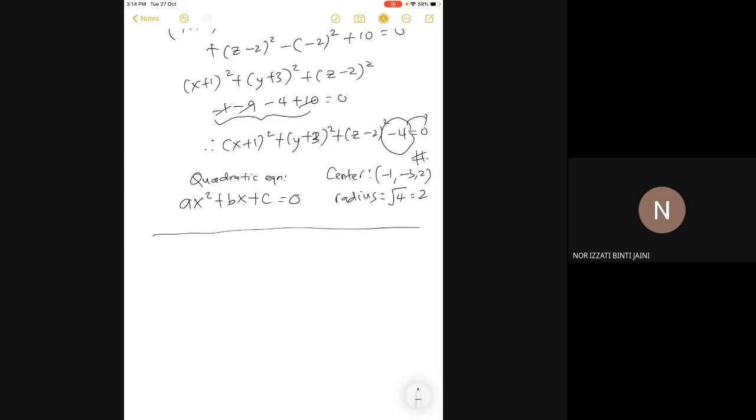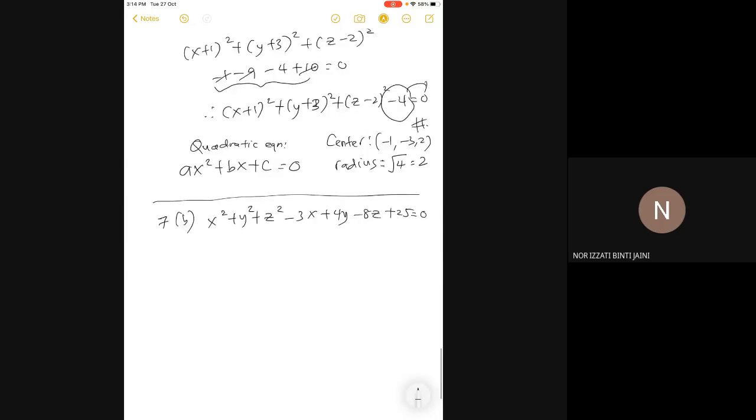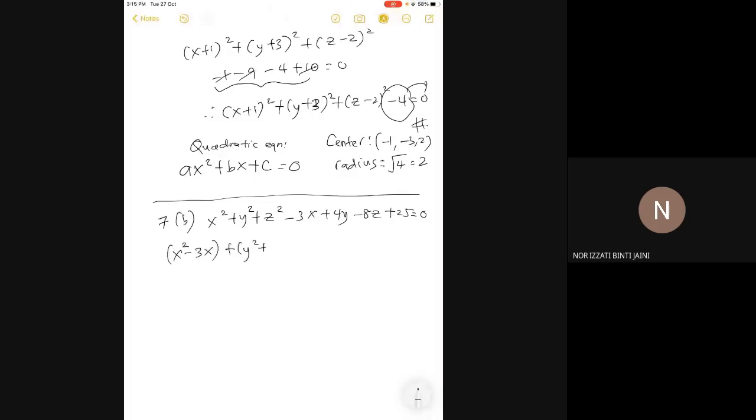Okay, let's look into 7. It's the same; 7 is also completing the square. That is 7b: x squared plus y squared plus z squared minus 3x plus 4y minus 8z plus 25 equals to 0. So I group them first, so that it is not too confusing. Plus 25 equals to 0.